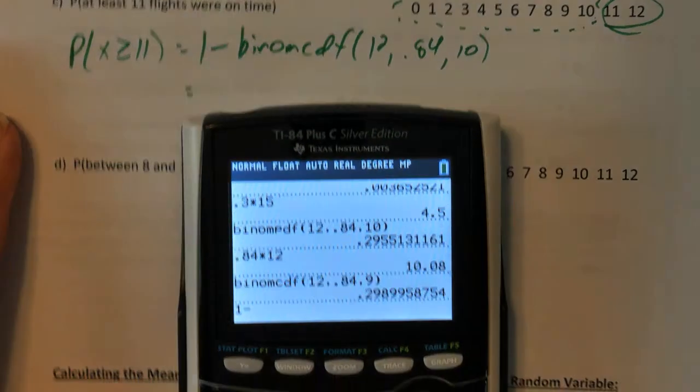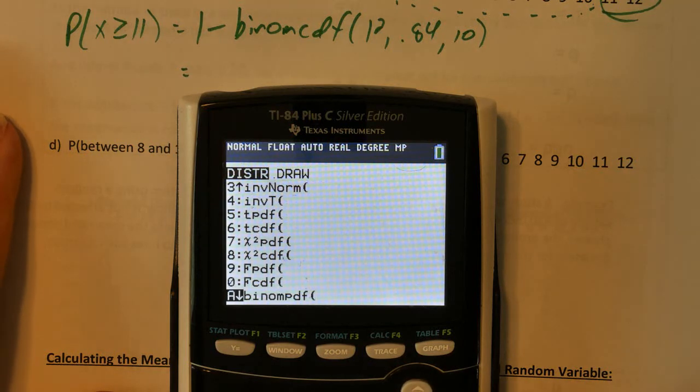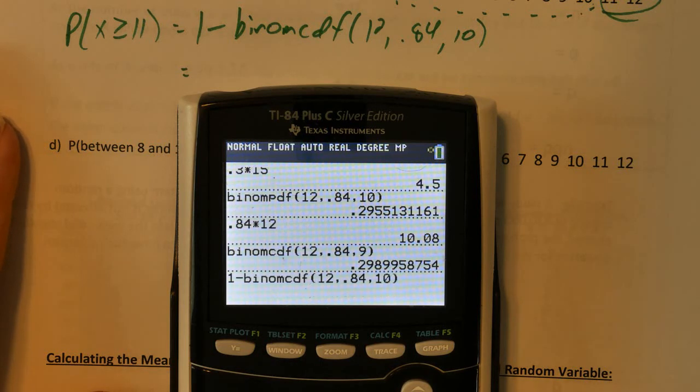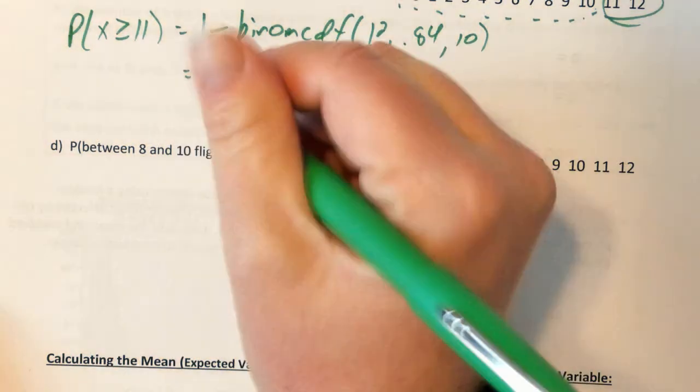1 minus binom CDF, 12.84, we're going up to 10. We get 0.4055 when I round to 4 decimals.